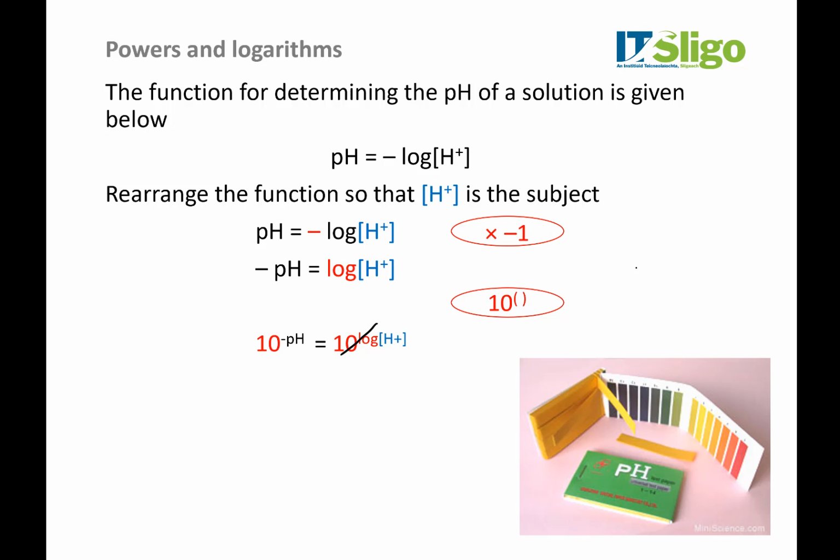they kill each other off. Remember, that is log to the base 10. So they kill each other off. And now we've taken away the base, guys. The hydrogen ion concentration just drops down. It's no longer a power. And finally, we write the hydrogen ion concentration on the left. So that one's a little bit trickier, guys, but you can see it's the exact same principle. We want to get rid of the log, so we use the inverse operator to do that.